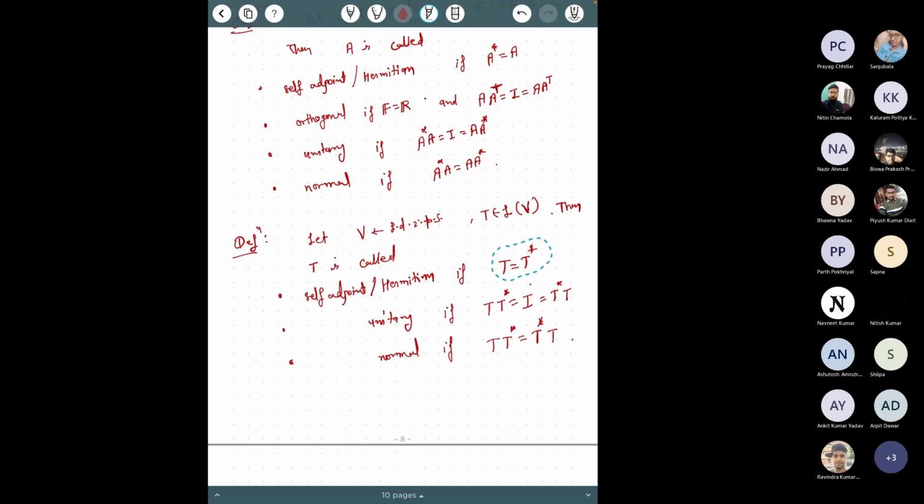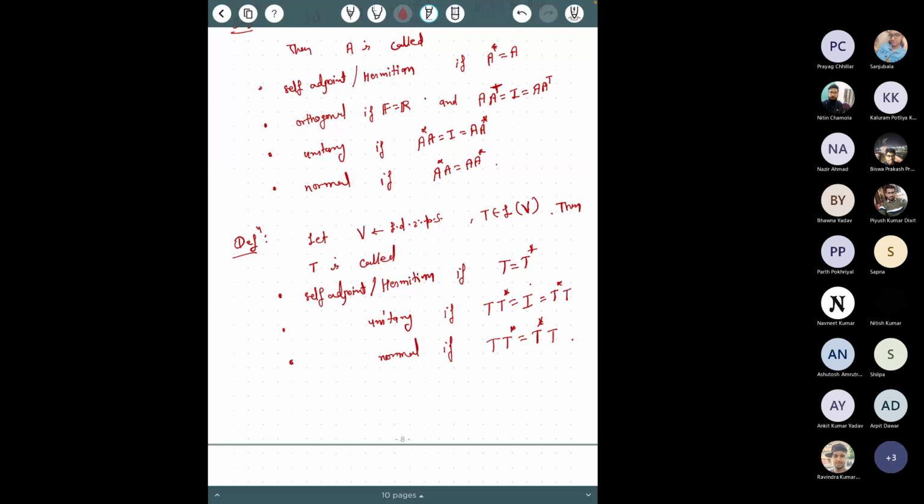Or can we say, like we did for the matrix representation of T: if T is a linear operator on a finite dimensional inner product space, and if we fix an orthonormal basis, then the matrix of T star is just the conjugate transpose of the matrix of T. This is what we have seen. So can we also say something here, like if T is self-adjoint, then what is the relation between the matrix of T and the matrix of T star?